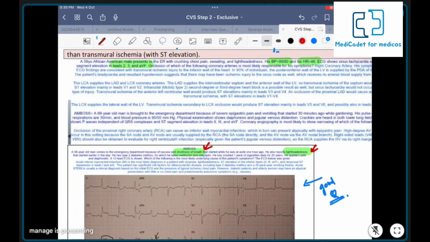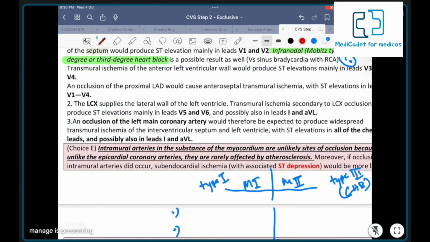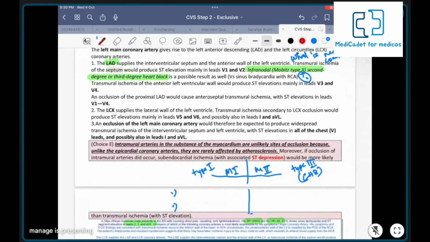You can explain lightheadedness, right? Because there's low blood pressure, there's low cardiac output that is causing lightheadedness. But remember, the lungs are clear, but that doesn't mean he will not have shortness of breath, because the lungs are not receiving the blood, right? So it needs blood. Basically, he's having reduced cardiac output, he's having hypoxia.